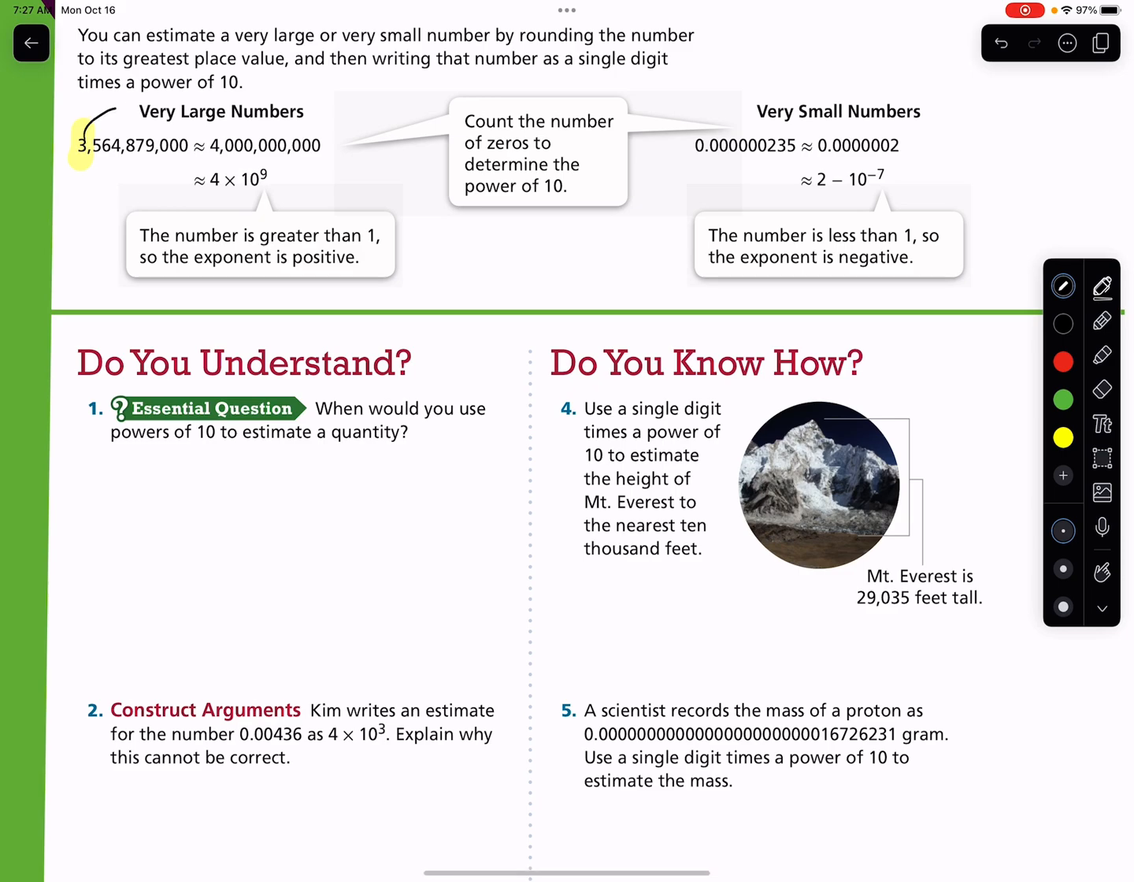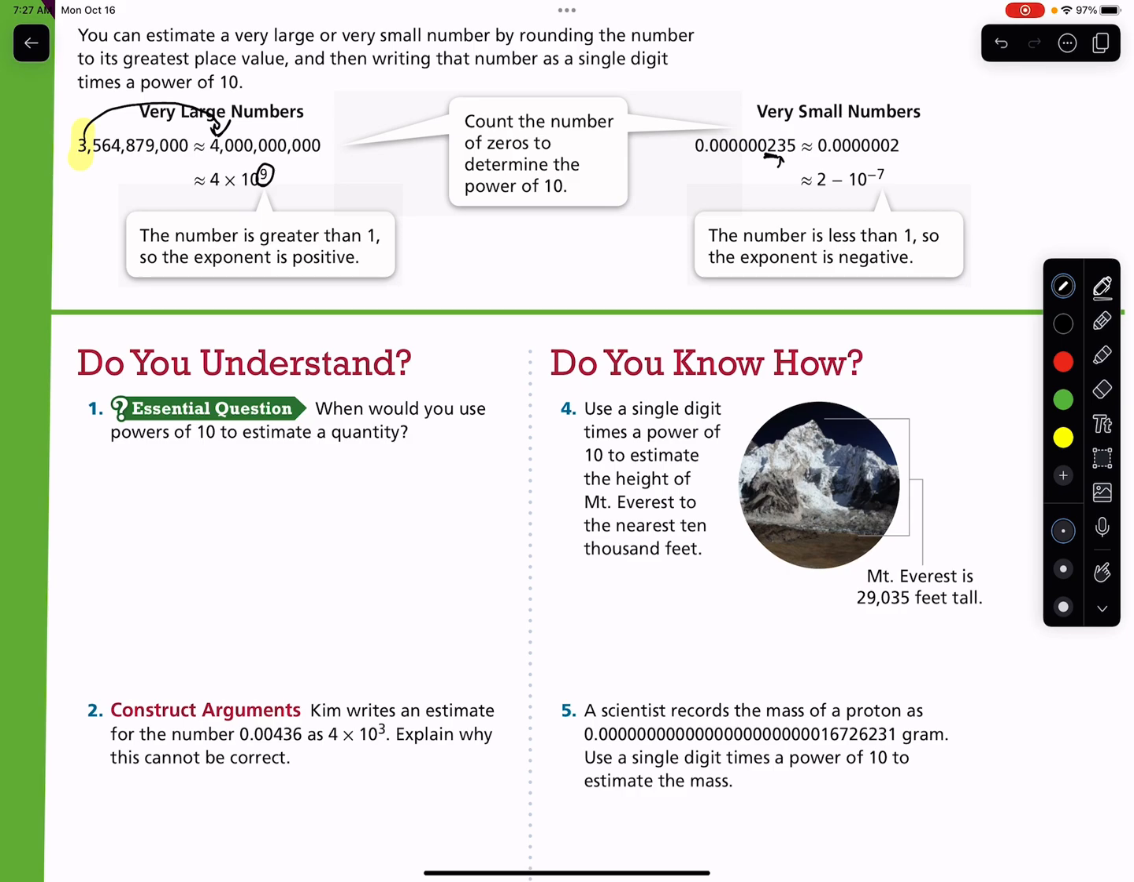So see how this got rounded to 4? And then we have 1, 2, 3, 4, 5, 6, 7, 8, 9 zeros. So that is where this 9 came from. Okay, this one over here, I'm going to round to its largest decimal, which is this 2. So I look next door and it makes it 3, which is why they stopped right there.